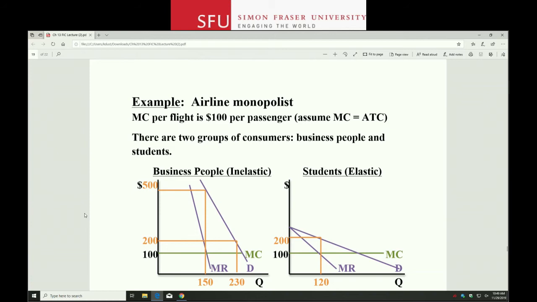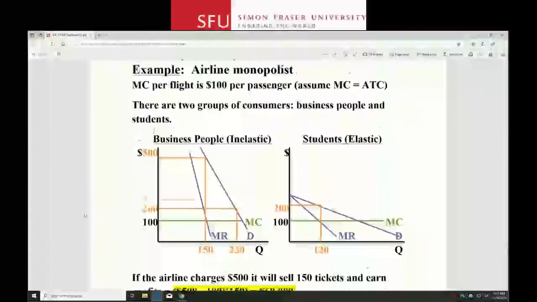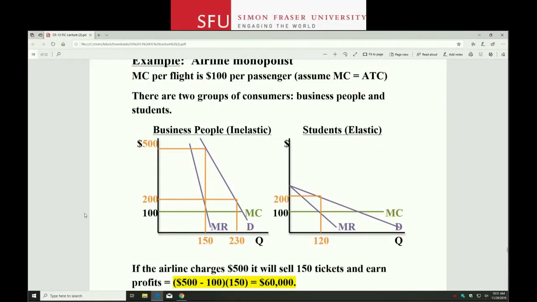Okay, so if they charge that same price to everybody, students would not buy the good at all, right? Way too expensive for the students. So at that price, only the business people would buy airline tickets. They would buy a quantity of 150, and then we can calculate the profit. So the cost, marginal cost, average cost is $100. So price minus average cost times the quantity, they would make a profit of $60,000.